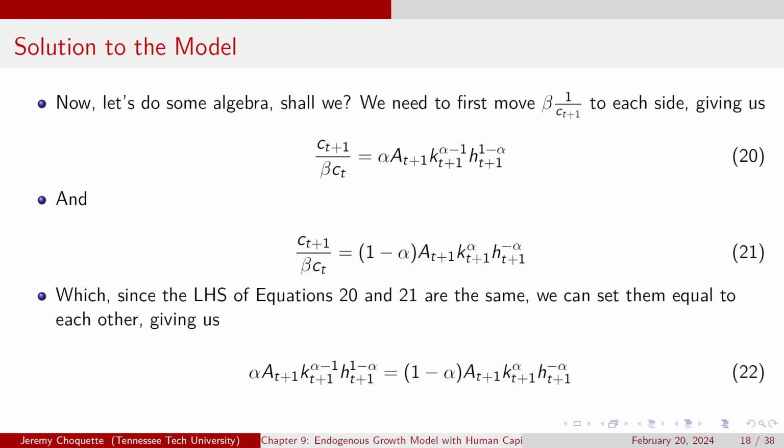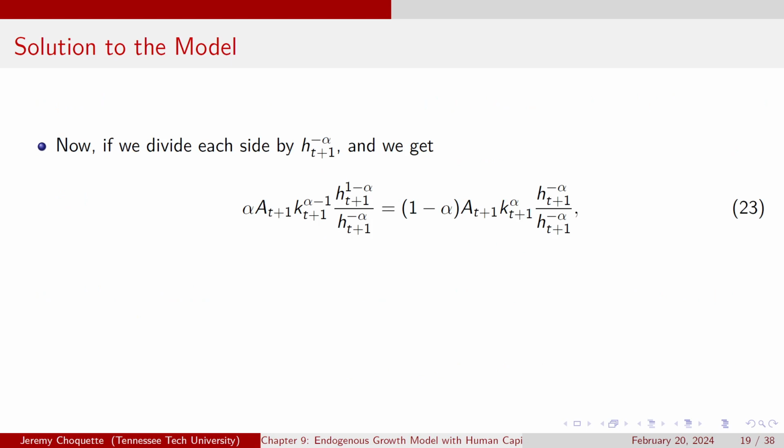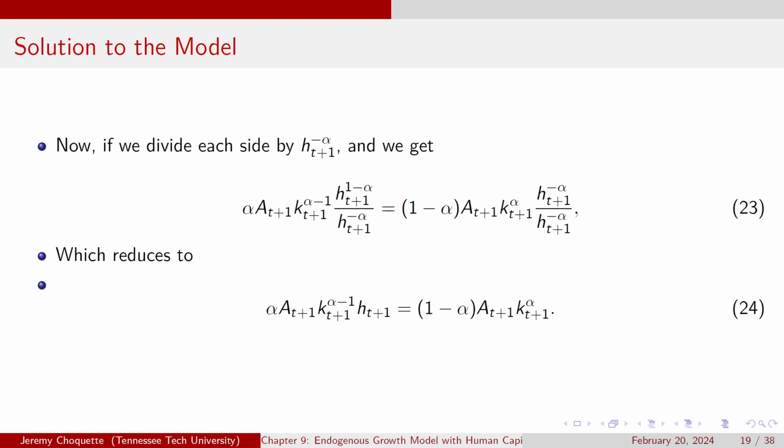Now, got to do a little bit of algebra. So I've got an h_{t+1} to the minus alpha on one side and h_{t+1} to the 1 minus alpha on the other. So if I divide both sides by h_{t+1} to the minus alpha, well, that gives me this. Well, now I've got h_{t+1} to the minus alpha over h_{t+1} to the minus alpha, so that just reduces to 1. On the other side, I've got h_{t+1} to the 1 minus alpha over h_{t+1} to the minus alpha, which just reduces to h_{t+1} to the power of 1. Cool. That's not too bad.